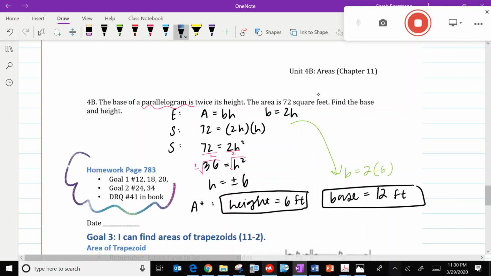Tonight, your homework is on page 783. You have goal 1, numbers 12, 18, 20. Goal 2, number 24 and 34, and you have reflection question number 41 in your book.